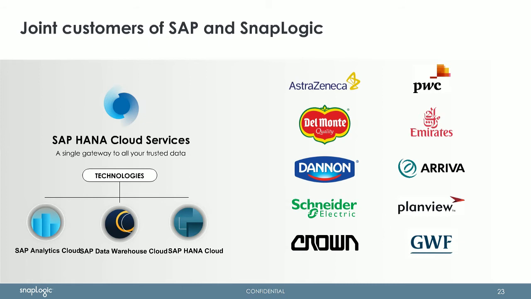We have PwC, one of the big 4 accounting firms, using both SAP and SnapLogic to integrate their applications and manage their data pipelines. Emirates, one of the biggest airlines in the world, as well as Arriva, both from the transportation sector, are leveraging SAP and SnapLogic for their integration needs. And also large manufacturing companies such as Schneider Electric and Crown are also using SnapLogic and SAP for their application and data pipelines.